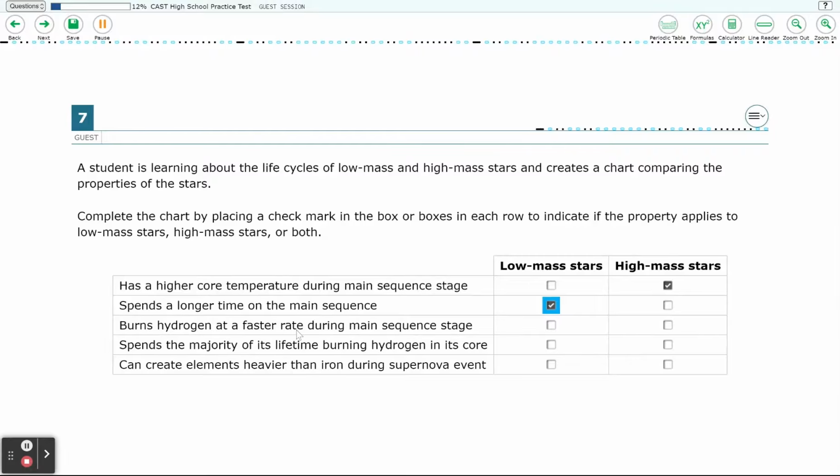Then burns hydrogen at a faster rate during its main sequence stage. Well, because they're higher temperature, that means that their fusion is enabled at a greater rate. And so you will have high mass stars burning through their hydrogen at a faster rate. Burning isn't quite the right word. Fusing would be a better word there.